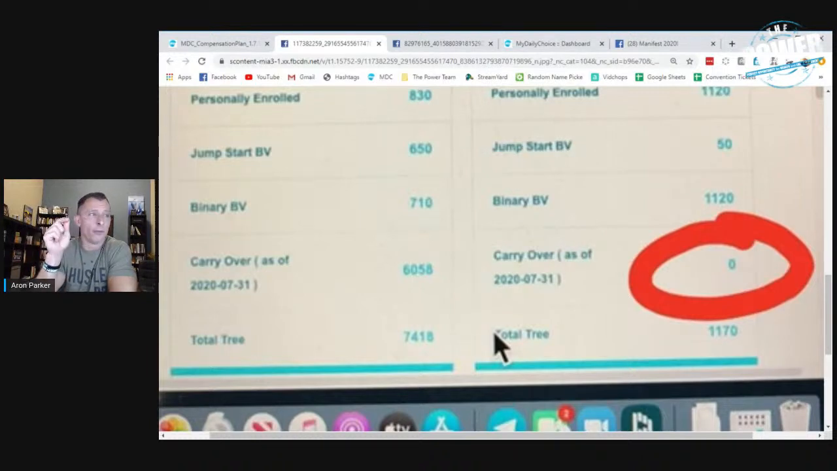So you have carryover volume on one leg. Maybe it's 6,000, maybe it's 10,000, maybe it's 100,000, maybe it's 1,000,000. You have all this volume on one leg. How do you get paid on all that volume? Here's how.